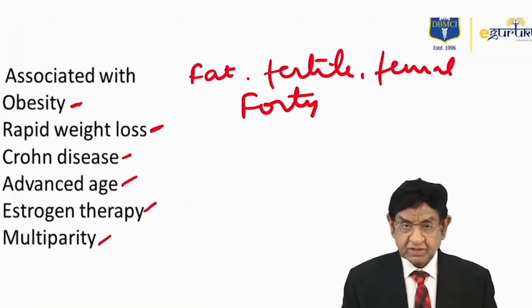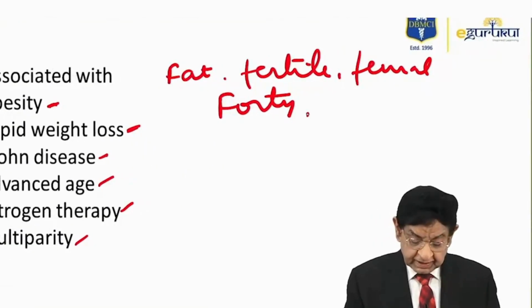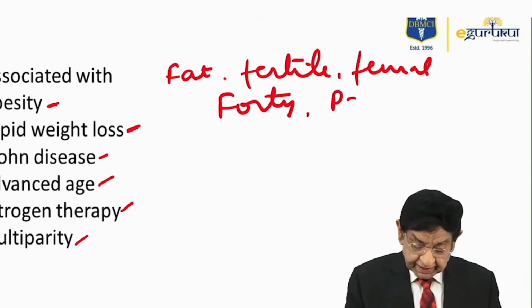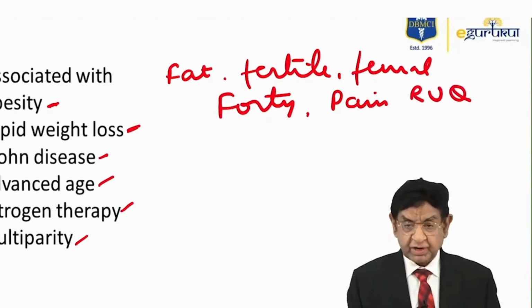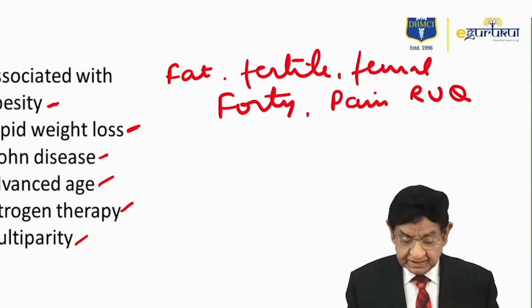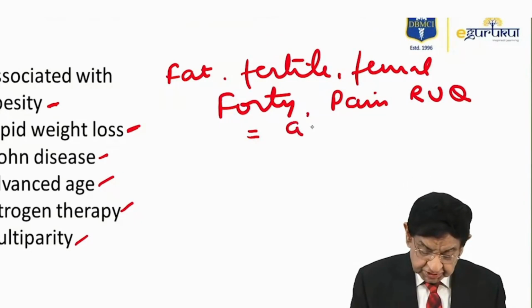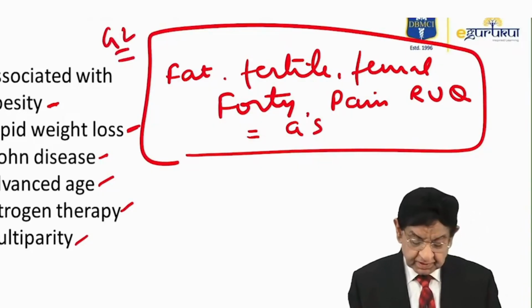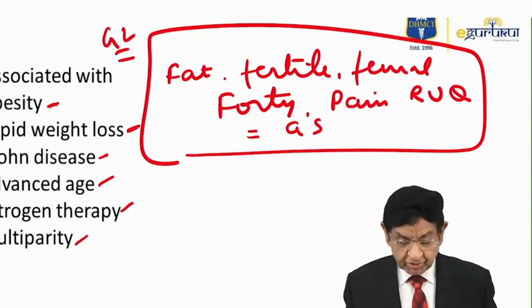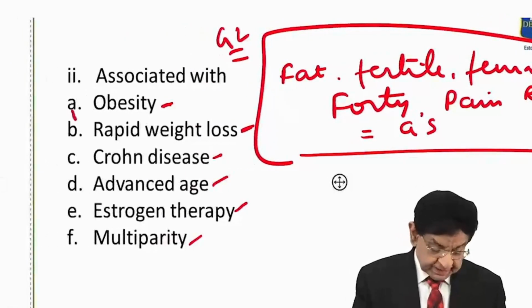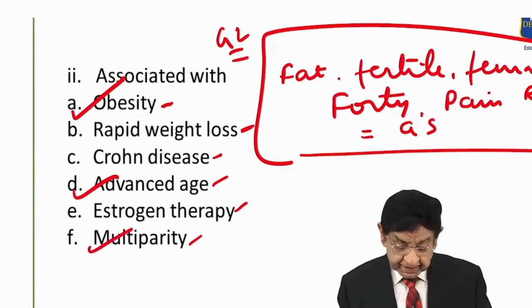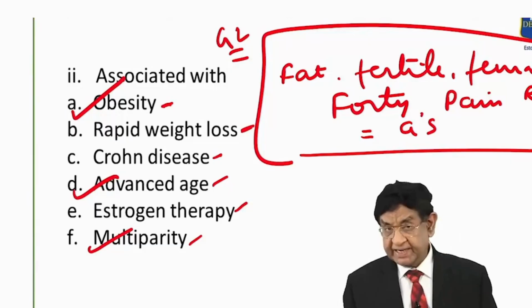Okay, you can make it a golden line to remember also. Fat, fertile female of 40 years who comes with severe pain in the right upper quadrant or right hypochondrium, perhaps you are dealing with gallstones. Golden line to remember. Right upper quadrant pain, I'll talk about later on. So an obese lady, advanced age, multiparity, a lady of 40 years is likely to have stones.